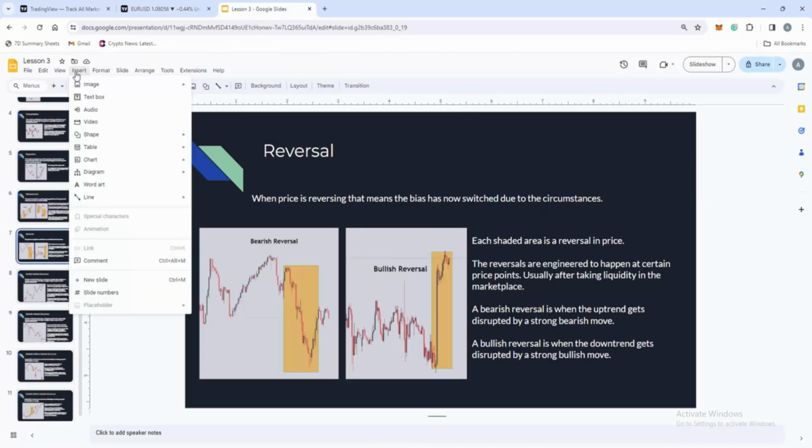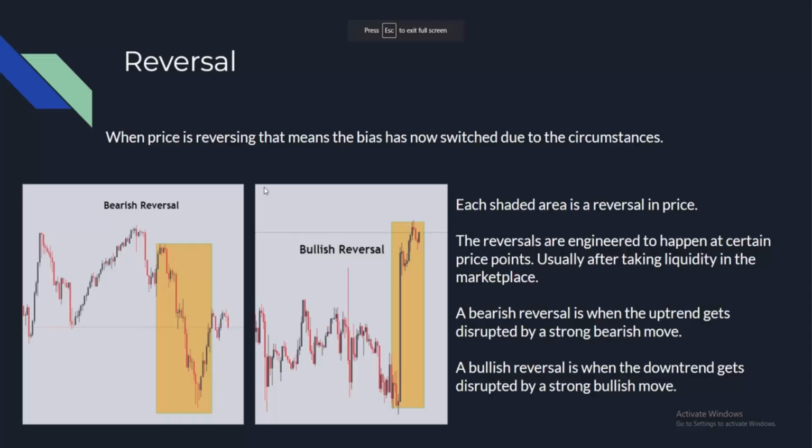and a reversal. And when price is reversing, that means the bias has now switched due to the circumstances. Each shaded area is a reversal in price. The reversals are engineered to happen at certain price points, usually after taking liquidity in the marketplace. A bearish reversal is when the uptrend gets disrupted by a strong bearish move, and the bullish reversal is when the downtrend gets disrupted by a strong bullish move.